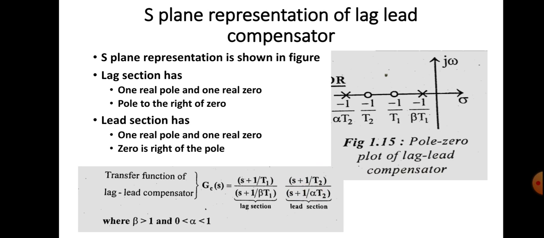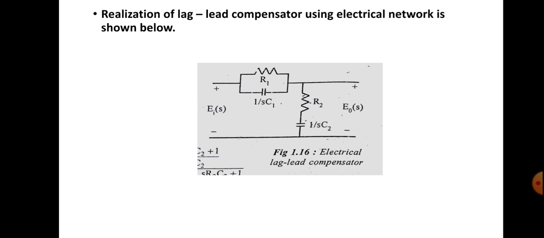The realization of the lag lead compensator using an electrical network is shown in the figure. This section represents the lag section and this represents the lead section. It is a series combination of RC networks, and here it is represented by the parallel combination of R and 1 by SC1. Here 1 by SC1 is the S-domain representation of the capacitor.